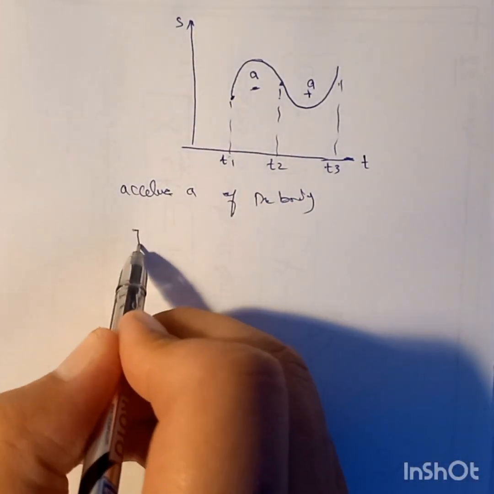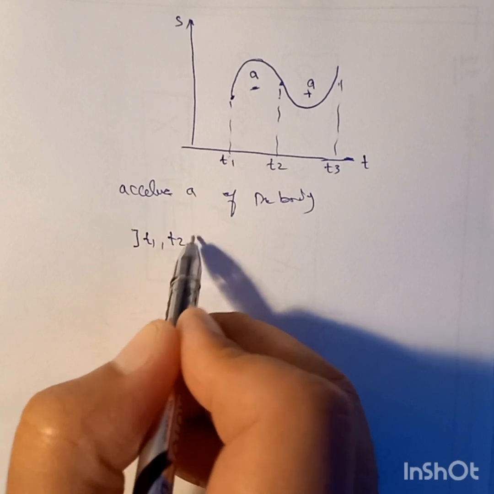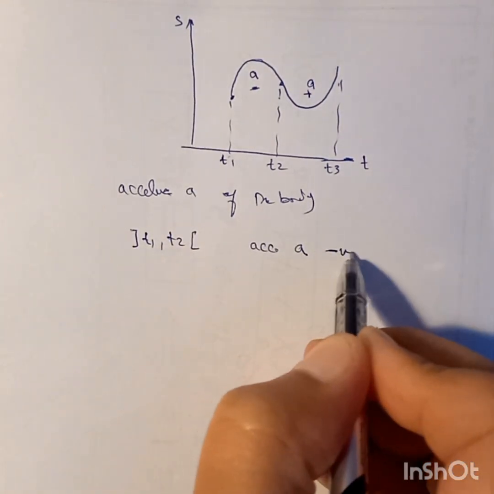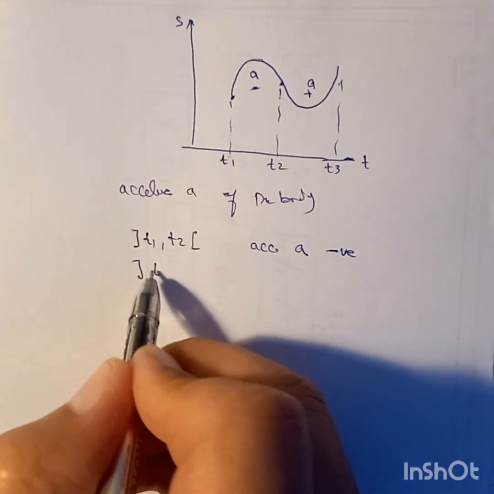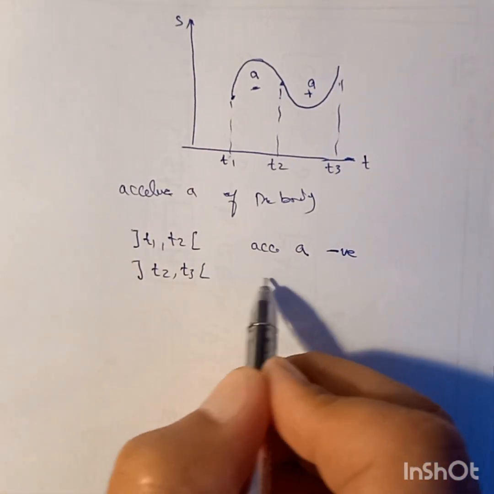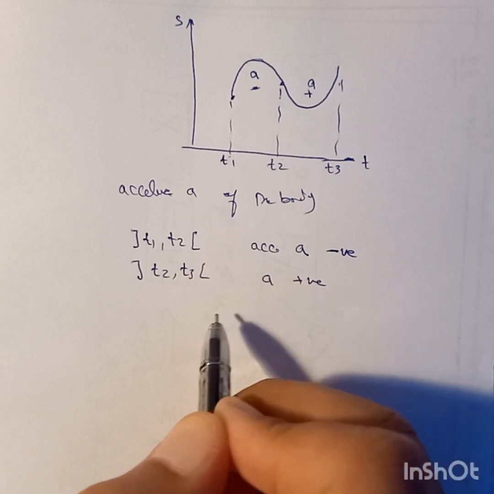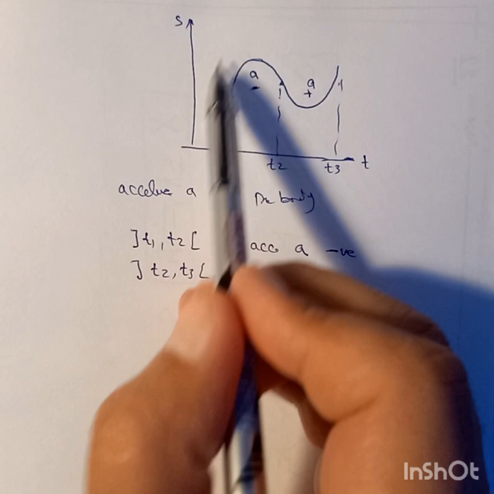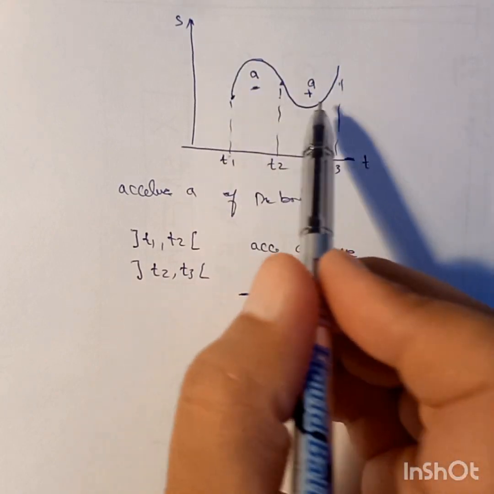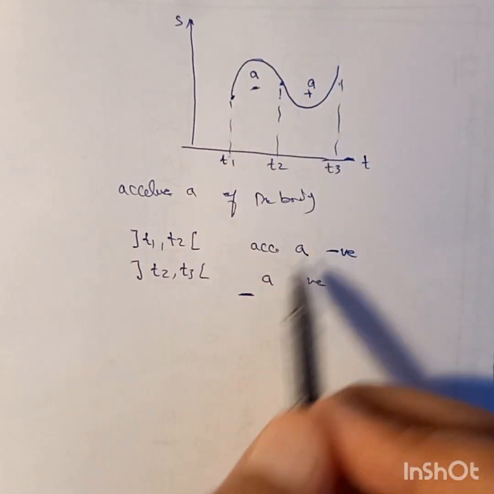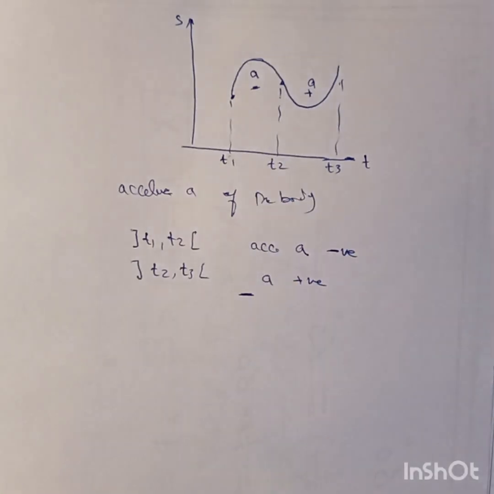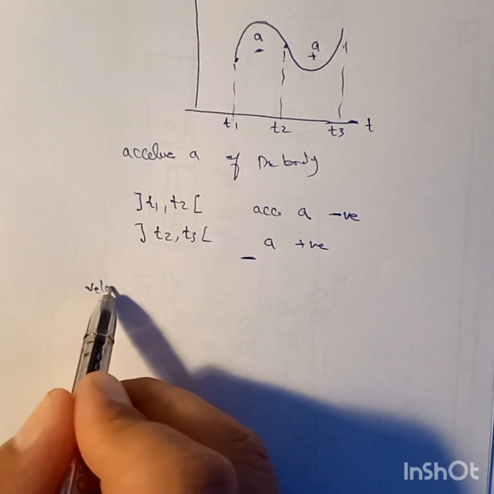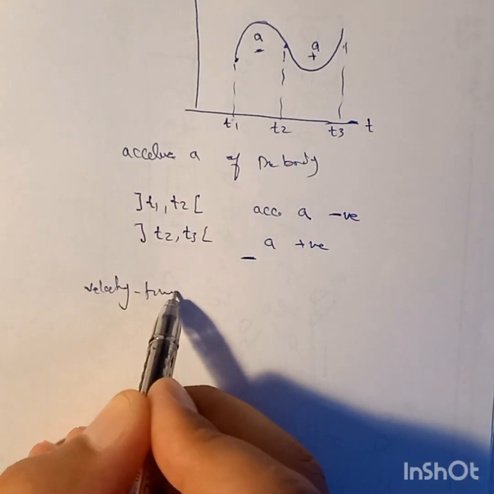So at time interval t1 and t2, acceleration a is negative. From t2 to t3 acceleration is positive. Then from this curve also we can find out the sign of the acceleration, if it's positive or negative, as we explained. We'll move to the velocity time curve.